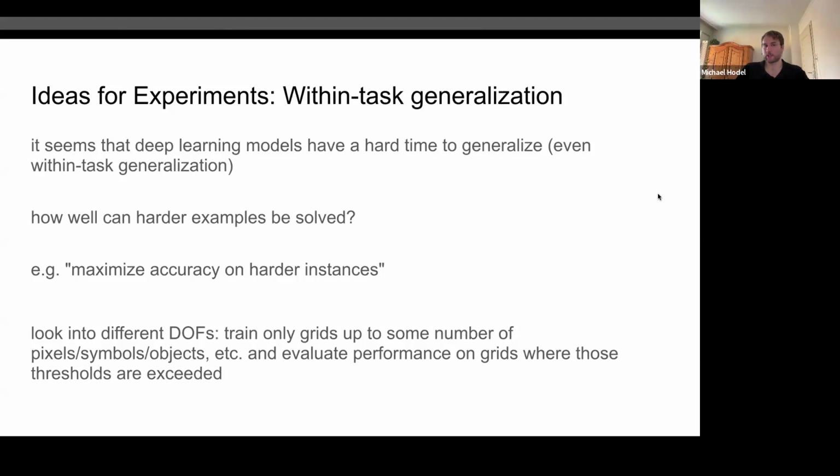So you could also try to design experiments where you explicitly ask for the model to still perform well on out of distribution examples, where by out of distribution, I just mean they're harder. Obviously, that needs to be kind of explicit. So pick a certain degree of freedom, like the number of pixels or symbols or objects or anything else. And yeah, see how far your machine learning approach can perform when you go out of bounds there or exceed the threshold that your model has seen during training.